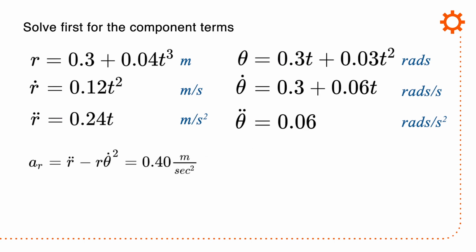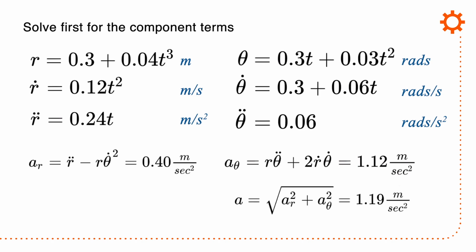If I do the same thing for the acceleration, I have a r, which is r double dot minus r theta dot squared. You can look at the terms here and do the calculation, but you'll notice that they end up with units of meters per second squared. Same thing with acceleration theta: r theta double dot, meters per second squared, and r dot theta dot is meters per second squared. So it ends up with units of meters per second squared. And if I calculate the acceleration, I get 1.19 meters per second squared. So I have the acceleration and I have the velocity for this problem.